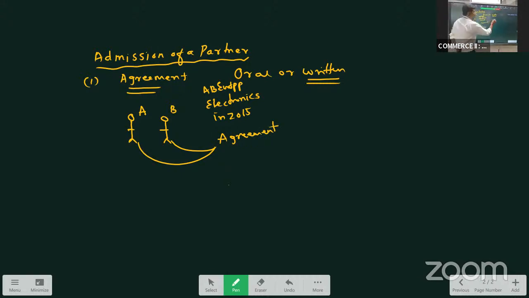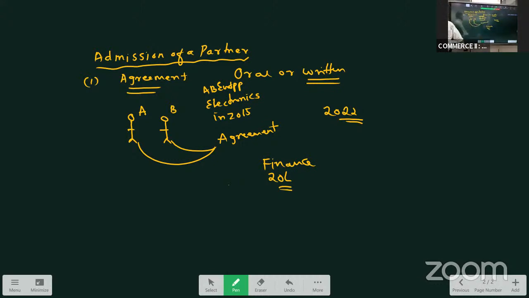Then in the year 2022, they wanted to expand the business. Obviously when they want to expand the business, they will be in need of finances. Let us say they are in need of 20 lakh rupees. What is one option left for them? They can approach any bank or NBFC or any other financial institution and take a loan. But then they have to pay interest on that, and that loan will be an obligation. It will be a liability on the part of the firm.